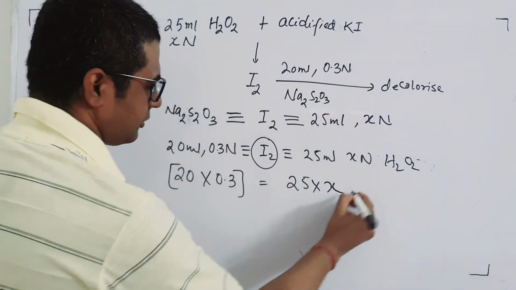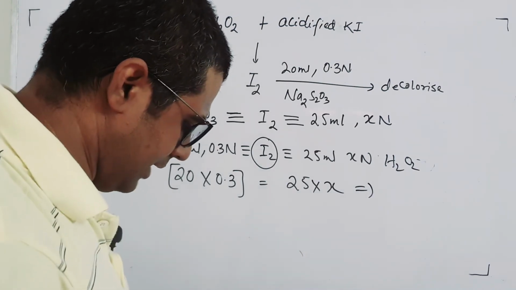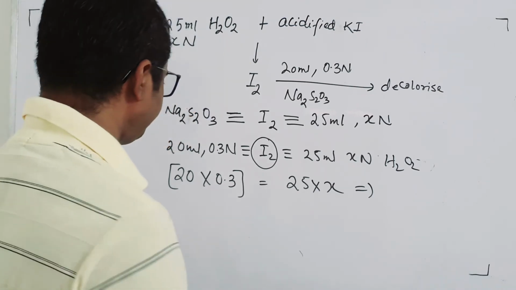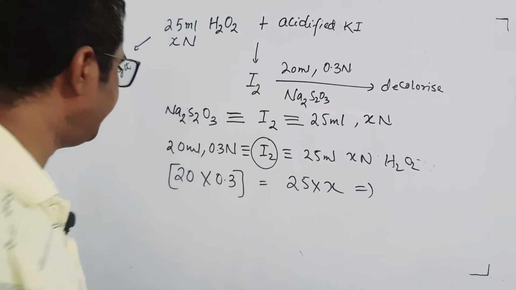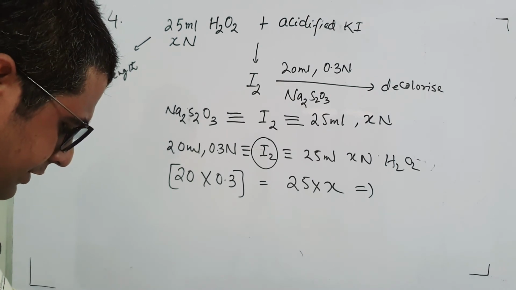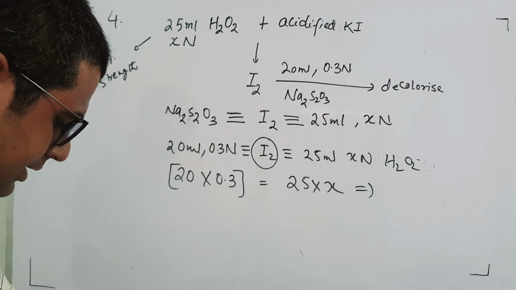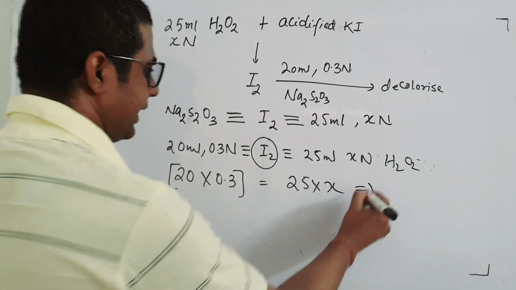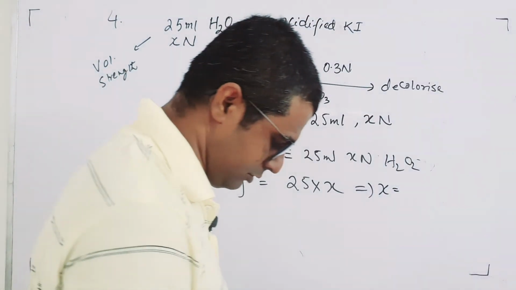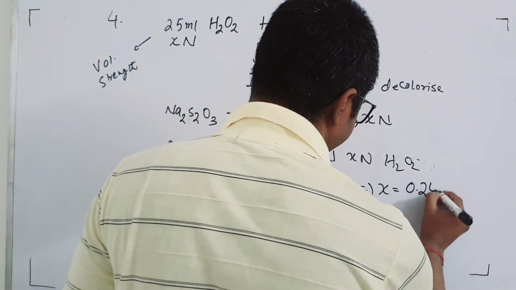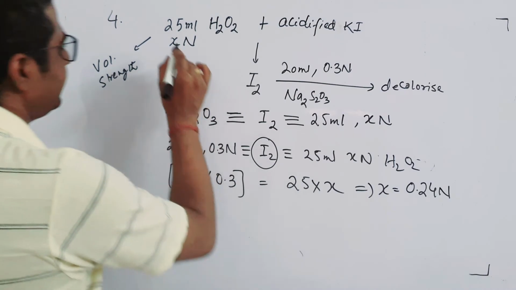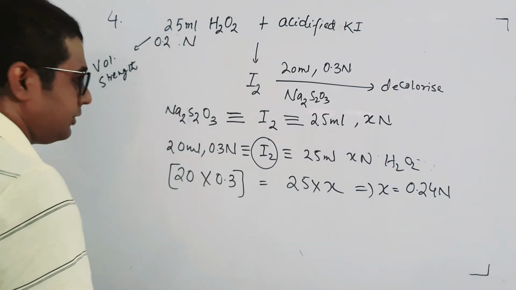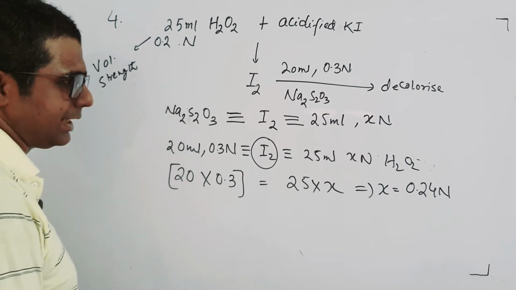So from this you can calculate the normality of H2O2: 0.3 into 20 divided by 25. So 0.3 into 20 is 4 by 5 into 0.3. So x will be, you can check it out, 0.24 normal. This is the value of x. Done. Once you get the normality, it is easy for you to get the molarity, right?